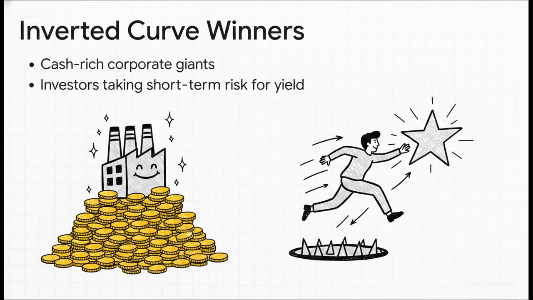Conversely, look at the winners. Corporate giants sitting on massive piles of cash, think Apple or Berkshire Hathaway. They suddenly rake in absolutely huge returns on their short-term cash reserves, all without having to lock that money away for years. It's also a fantastic environment for investors who are willing to accept the implied short-term risk just to lock in those juicy, elevated short-term yields.